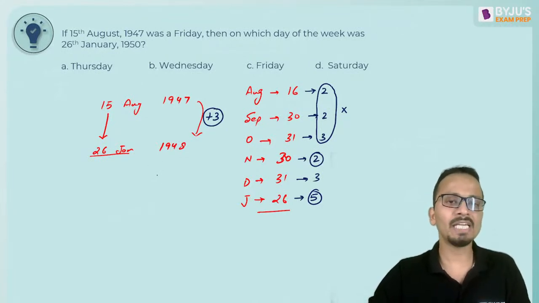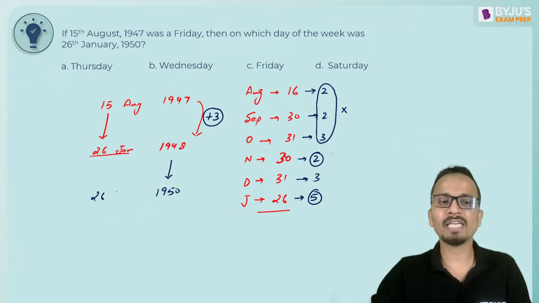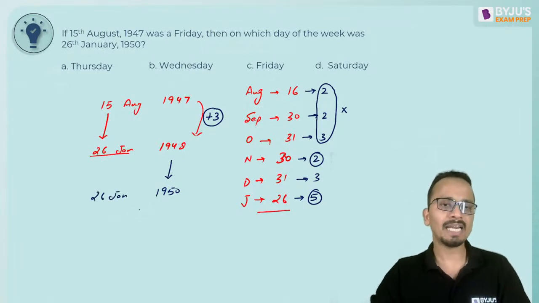Now let's go from 1948 to 1950. Now doing this, we have to go from 26 January 1948 to 26 January 1950.